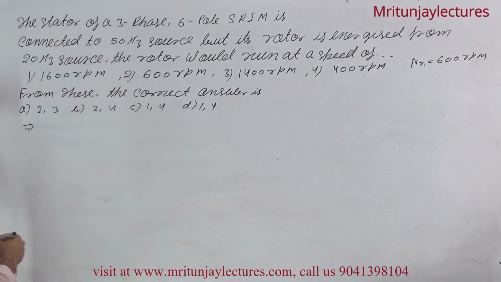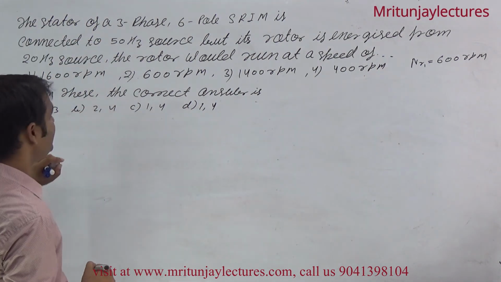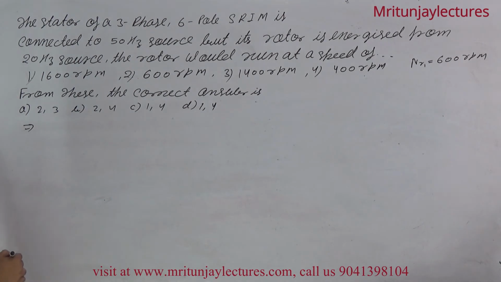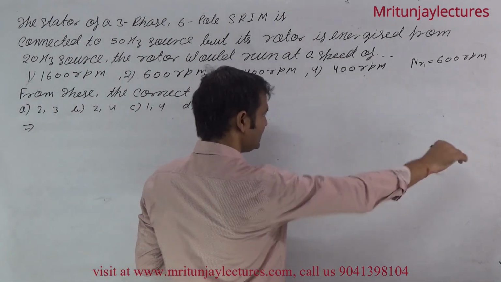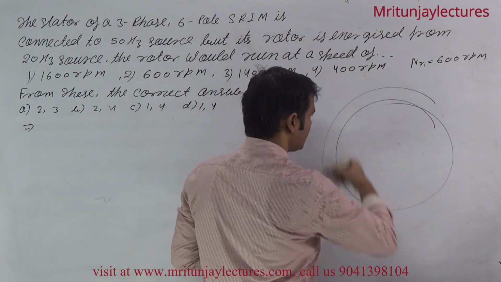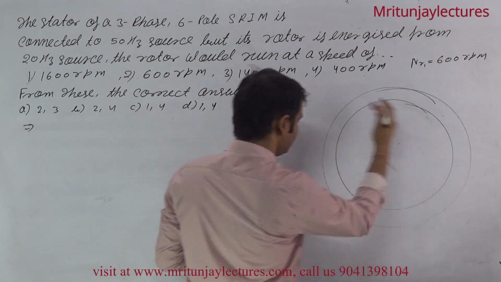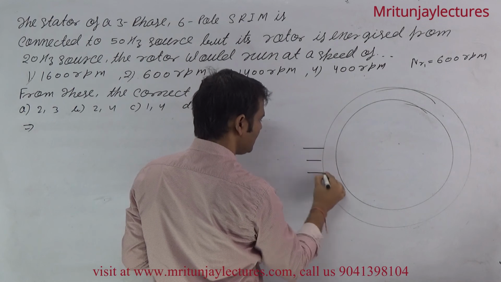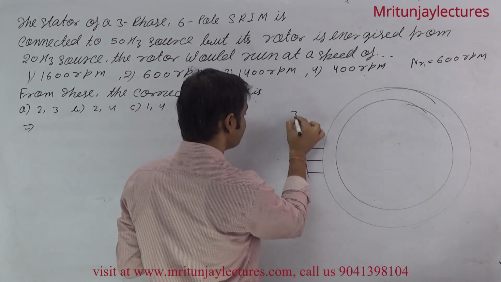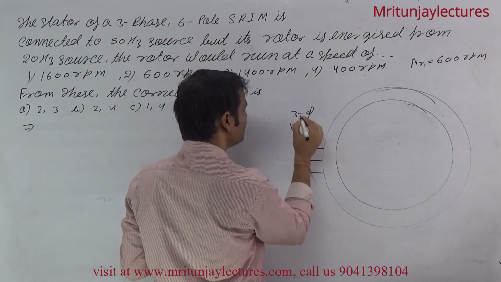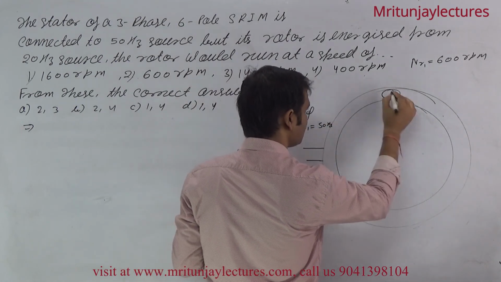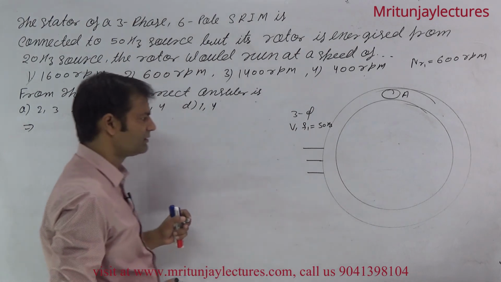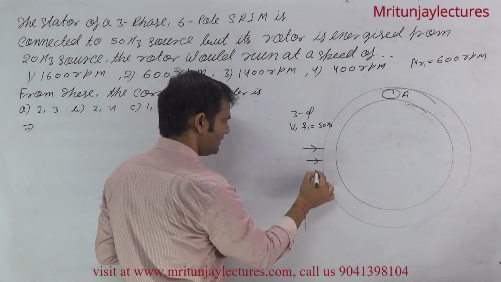Now, the stator of a three-phase six-pole slip ring induction motor is connected to a 50 Hz source. First of all, make the stator winding. Three-phase supply on the stator, voltage V1 and frequency F1, that is 50 Hz. Okay, that is for simplicity. Represent a winding like this one.